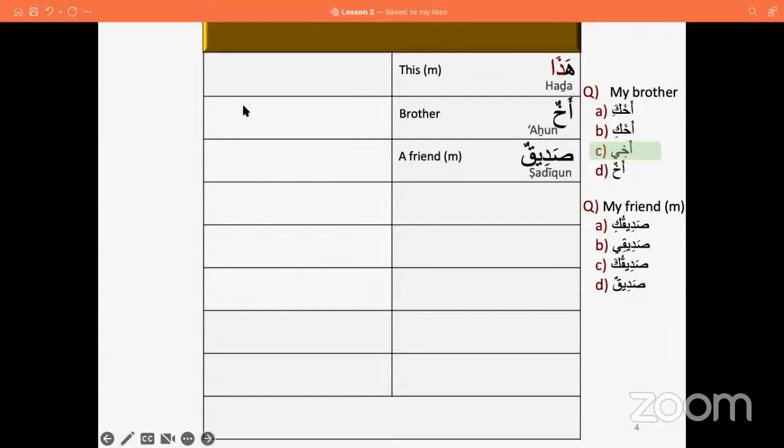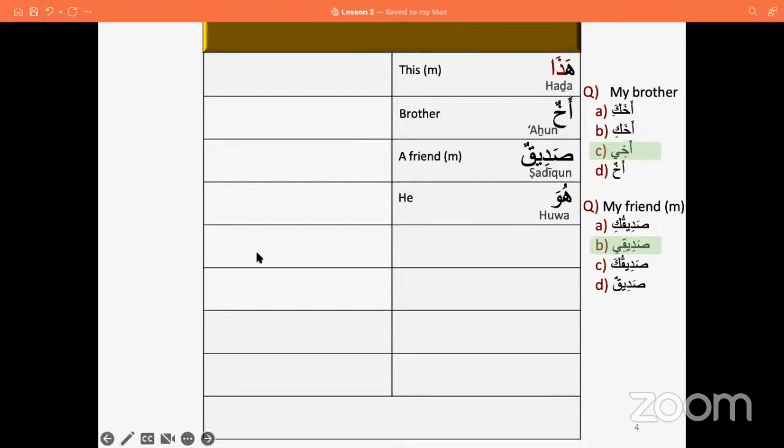So the answers are coming in here. So we are almost unanimously on B. That is correct. It is B, sadiqi, my friend. Okay. The next word we want to learn is huwa. The word huwa means he.